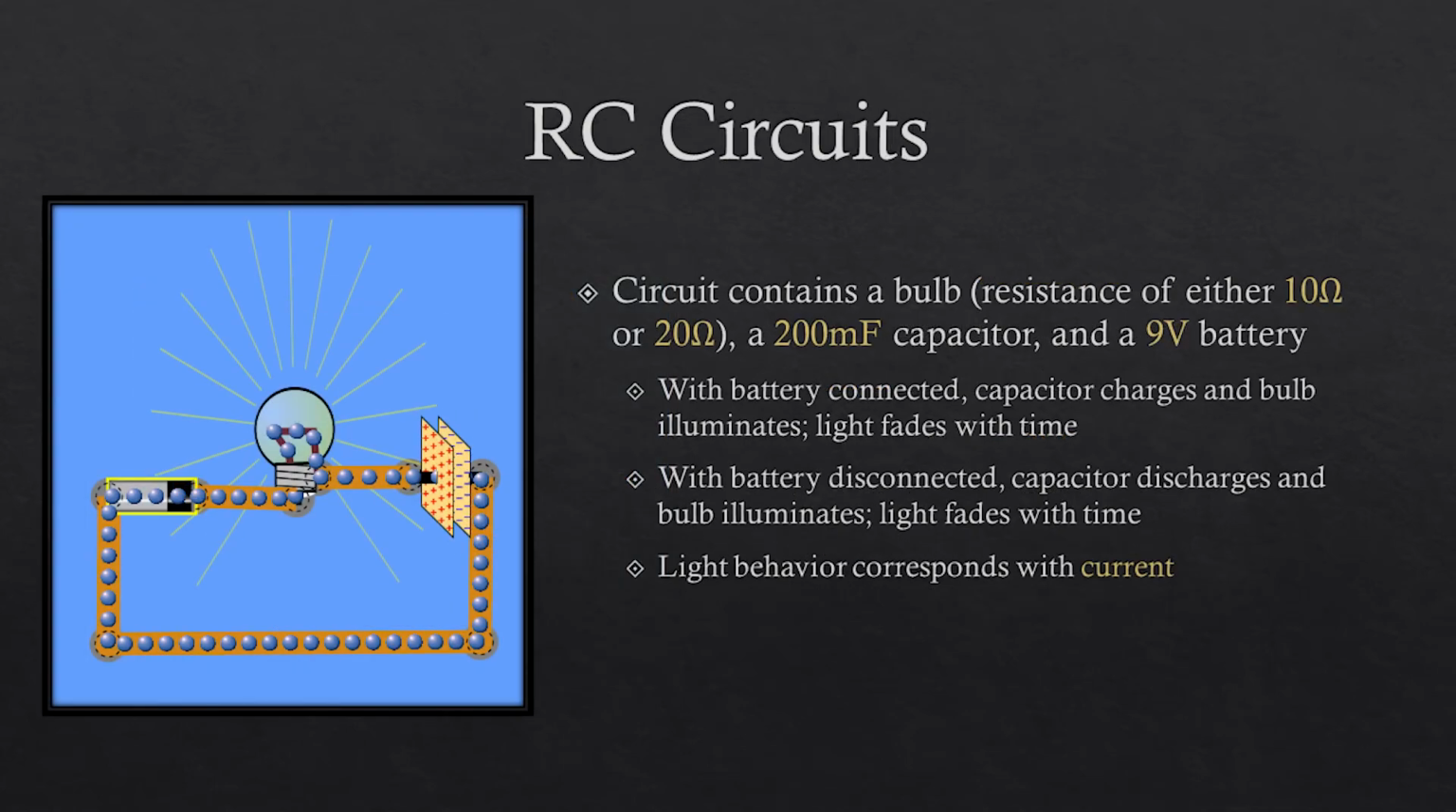Next, we're going to dive into some RC circuits. RC circuits are just circuits that have a resistor and a capacitor. With this setup, we notice that when the battery is connected, the capacitor charges and the bulb illuminates and gradually fades over time. And when the battery is disconnected, the capacitor discharges and the bulb illuminates and the light fades again with time. So from this, we can determine that light behavior corresponds with current.